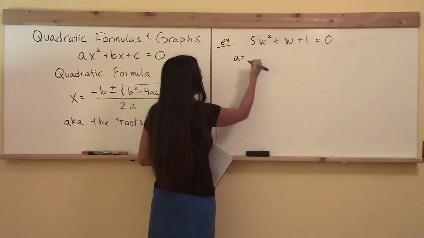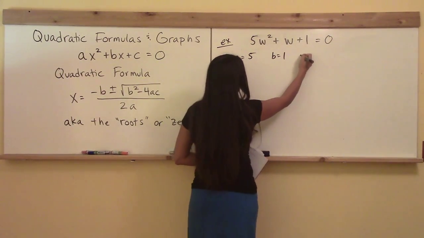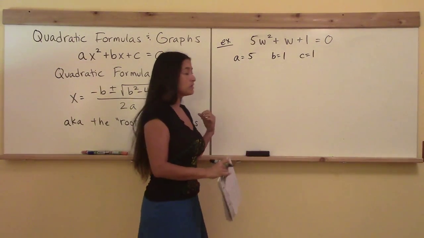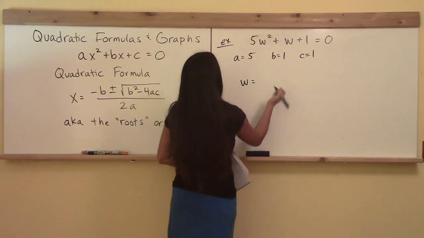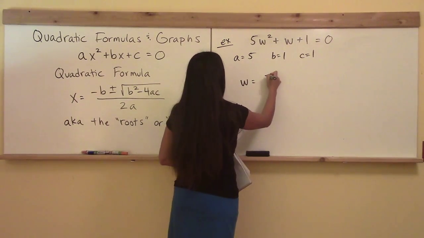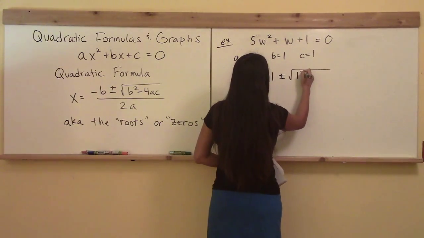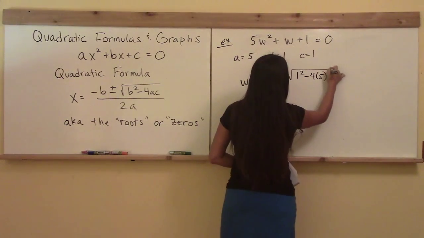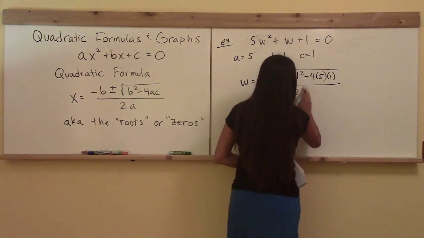So then you want to make sure it's in the correct format and then start picking out these values for a, b, and c. These are called the coefficients. And then you would just apply the formula again. In this case, my variable is w. So w is going to be equal to minus 1 plus or minus the square root of 1 squared minus 4 times 5 times 1, all divided by 2 times 5. Okay?